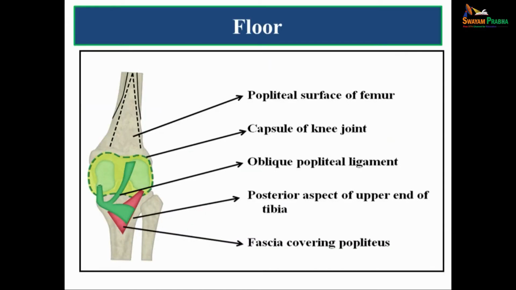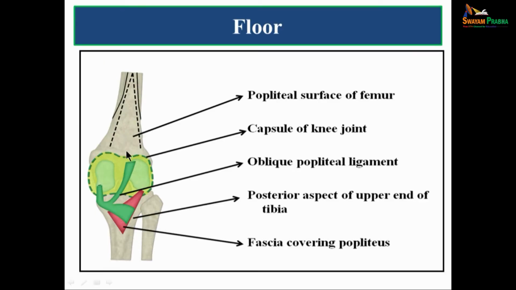Now, the floor. The floor is the most anterior structure, a very deep structure. When you see in another plane, it lies more anterior, and the structure forming the floor is the popliteal surface of the femur. So, this is the femur bone, this is the tibia, this is the fibula, and this is the outline of the capsule of the knee joint. Here we can see the popliteal surface of the femur, which is forming the floor. Then the capsule of the knee joint also forms the floor.